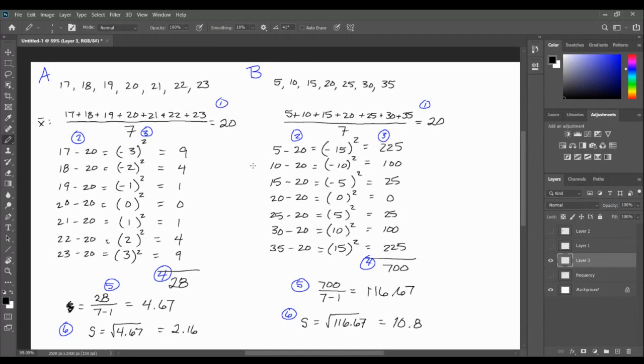So this was where we calculated standard deviation. We had two data sets, data set A and data set B. And the first thing we did was calculate the mean. Now, notice I have blue circles with numbers in them, and those correspond to the steps in the formula sheet for calculating standard deviation. So the first step is to calculate the mean.